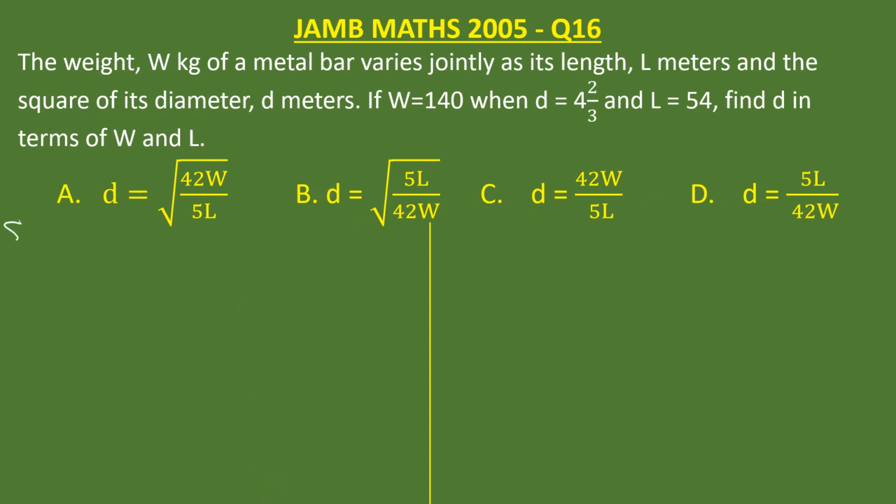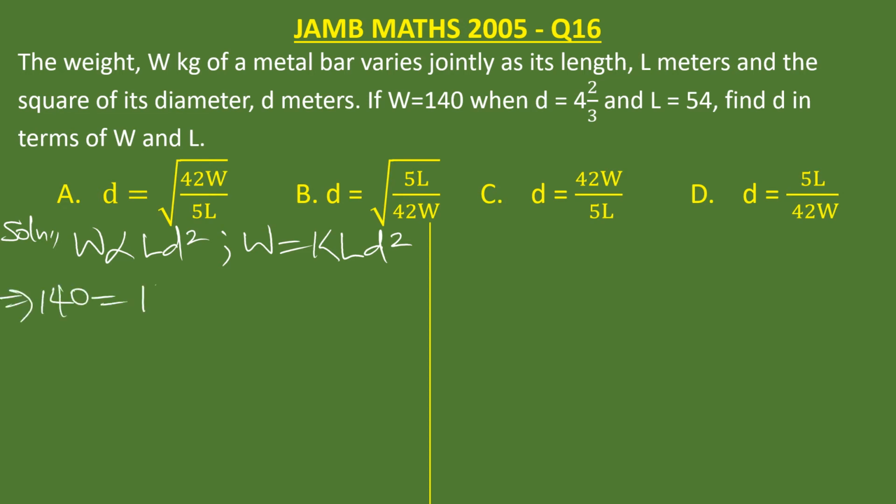Now the options have been given A, B, C, and D, so one of them is the correct answer. So let's solve it. It says W varies jointly as L and the square of its diameter. This simply means that W is equal to k L D squared. Now the values have been given. W is 140, so 140 is equal to k times L, which is 54, and D is 4 whole number 2 over 3.